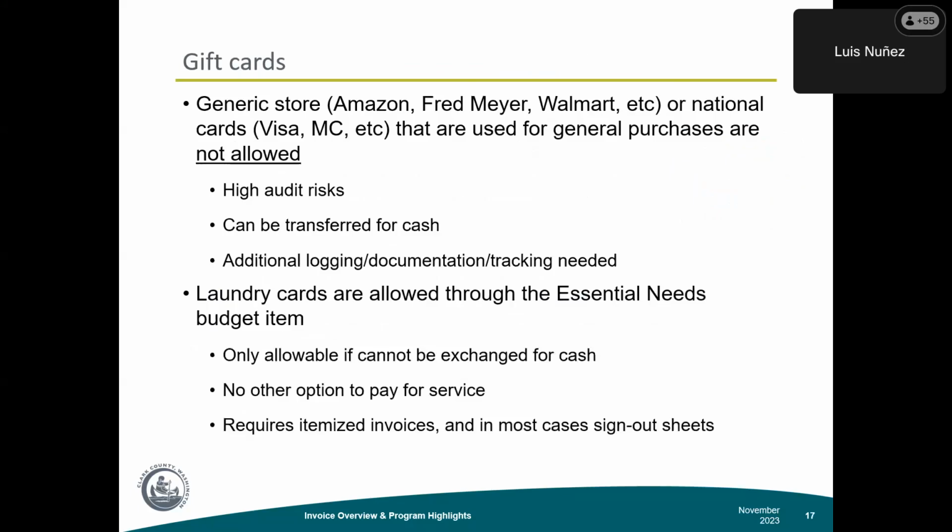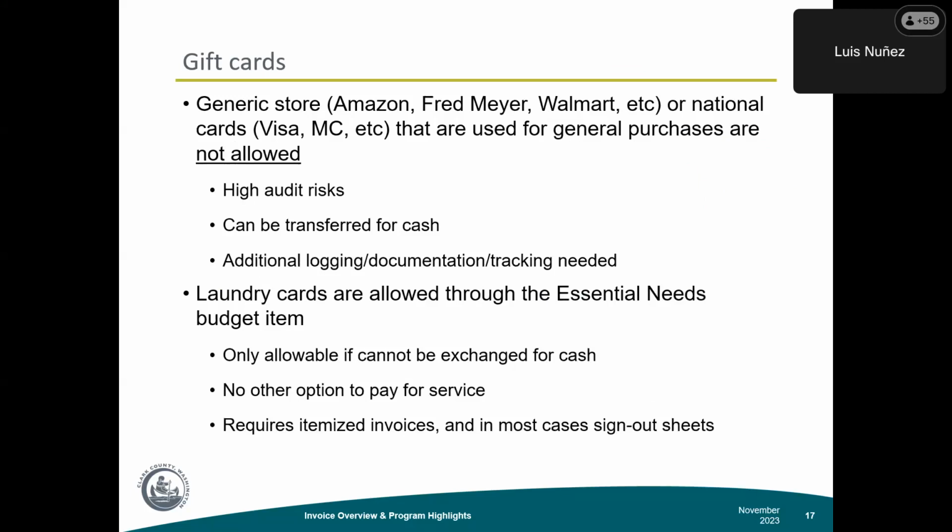Next slide. Gift cards, for stores or the Visa and MasterCard gift cards. These are not allowed. They have a high audit risk and potentially can be transferred for cash. And there's a lot more documentation that goes on with these. So we are just not allowing those.